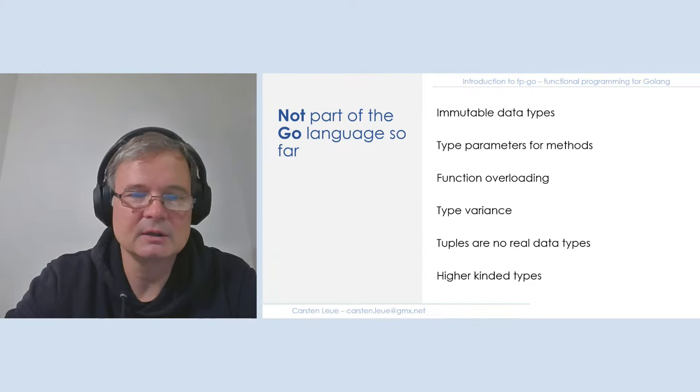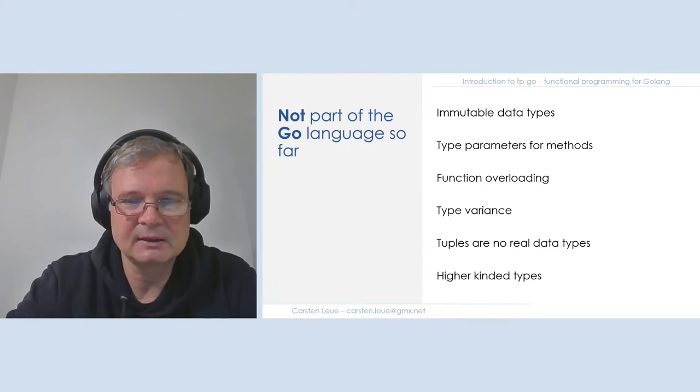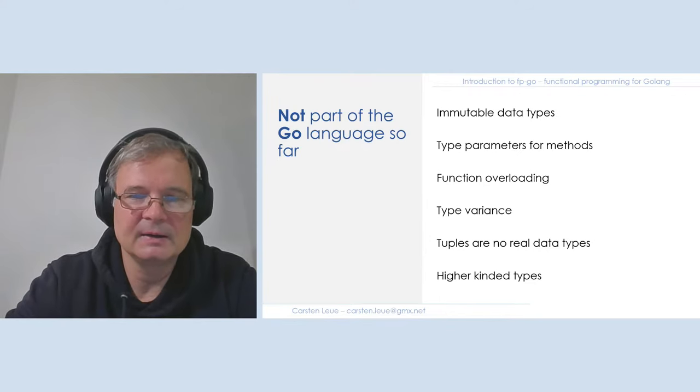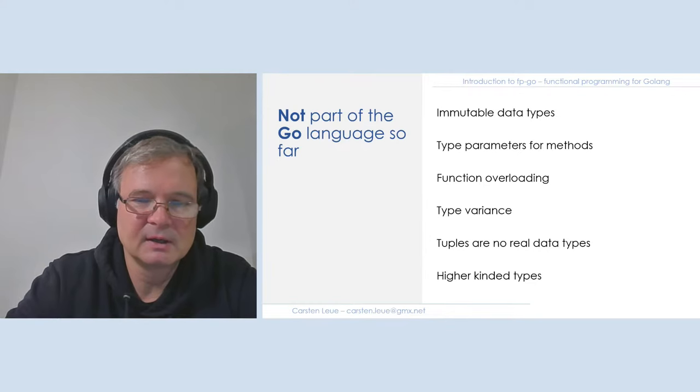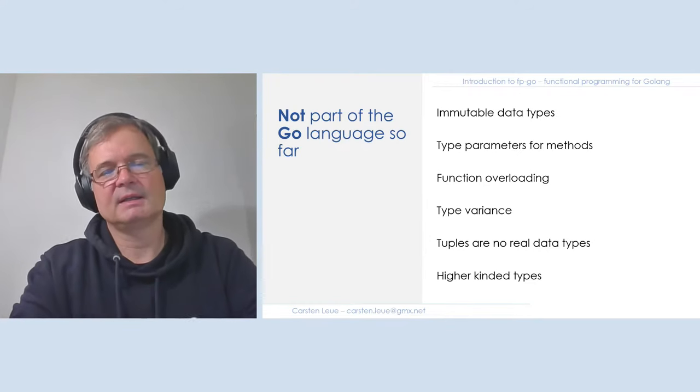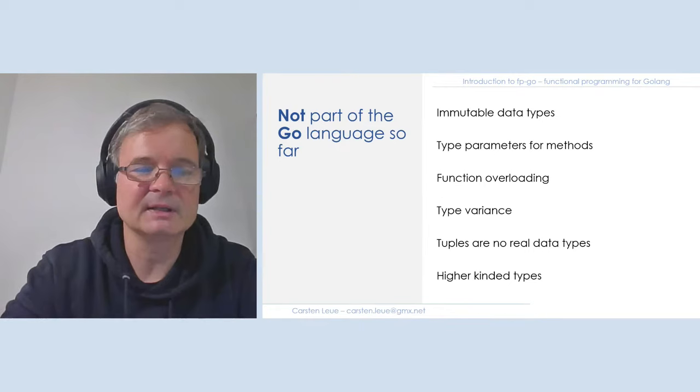Function overloading is also not possible. We'll see the effect of that. With function overloading, I mean having a function with the same name but a varying set of parameters. And if you have a look at the composition functions, pipe and flow, we have to work around this limitation. Another limitation is the lack of type variants.